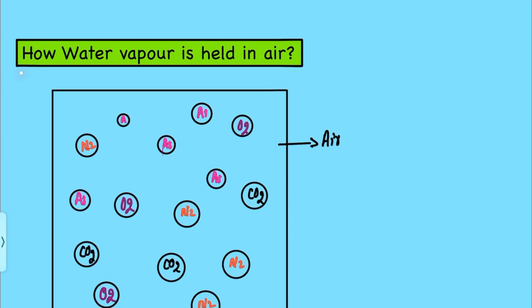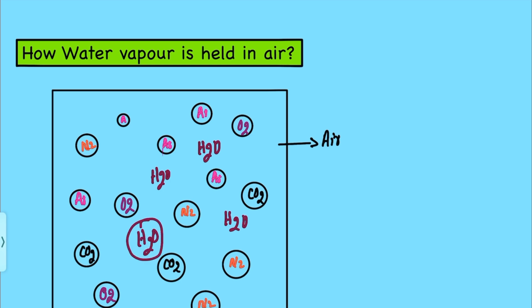So how is water vapor held in air? As you know, air consists of different substances. For example, there are molecules of oxygen, and there is nitrogen, there is carbon dioxide, argon, and other trace gases. It also contains dust particles and other aerosols, right? So there is a space between these molecules in air, right? So water molecules are held in this space. For example, here there is a space, here there is a space, here there is a space, right? So water molecules are held in this space.